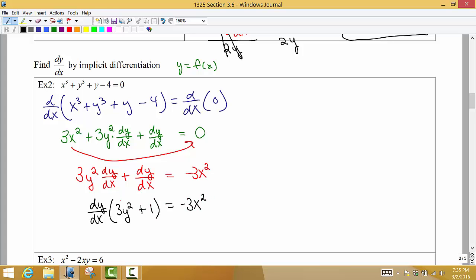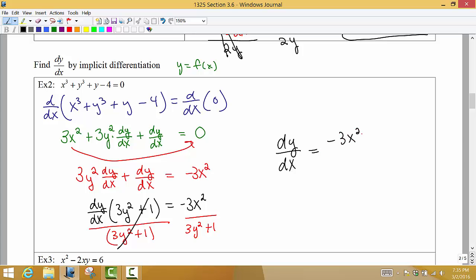Remember, if I multiply that back in, I get back what I started with. The last thing that I want to do now is divide by anything that's not dy dx. So I'm going to divide both sides by 3y squared plus 1. Those cancel out, and I'm left with my final result. The derivative of y, the derivative of the function with respect to x, would be negative 3x squared divided by 3y squared plus 1.